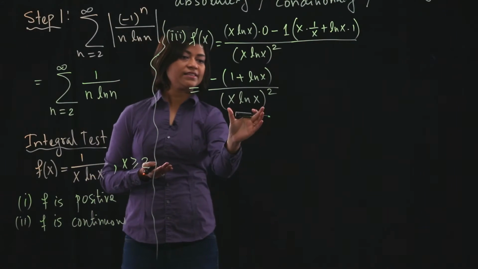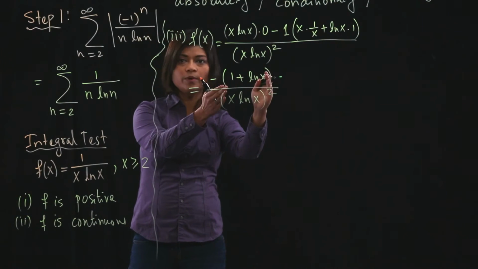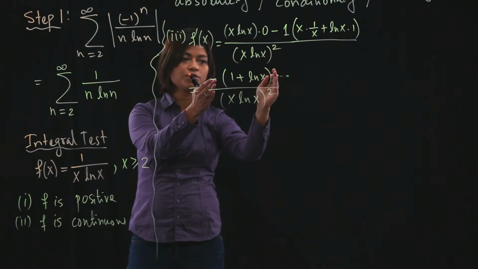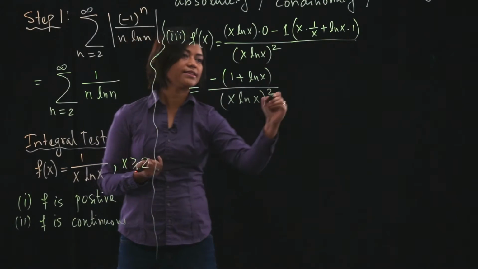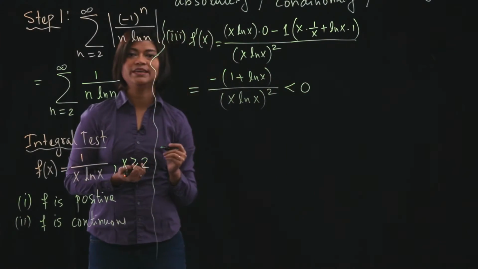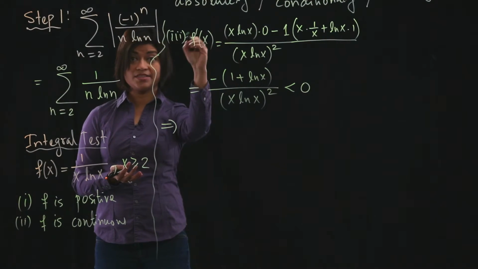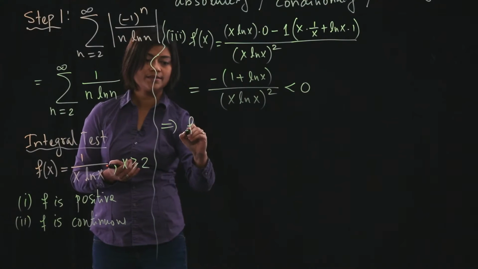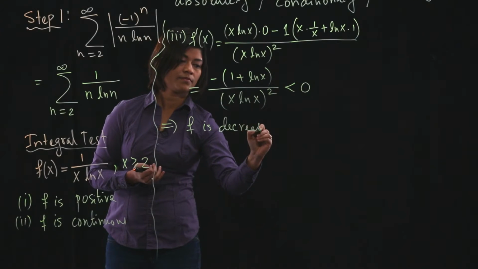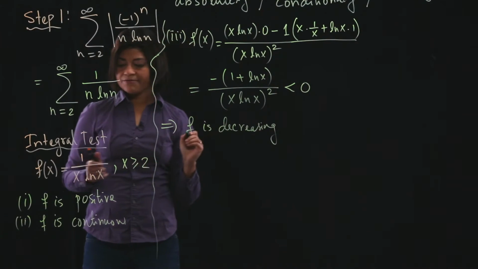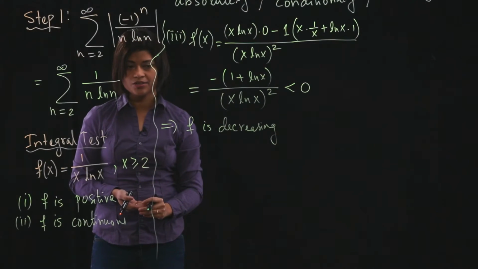Now, since the denominator is already something squared, it's always positive. In the numerator, for x greater than or equal to 2, ln of x plus 1 is a positive quantity. So with this negative, this will always be negative, which means that this is the derivative of f, and derivative negative means the function is decreasing. So f satisfies all 3 properties, and therefore we can apply the integral test.